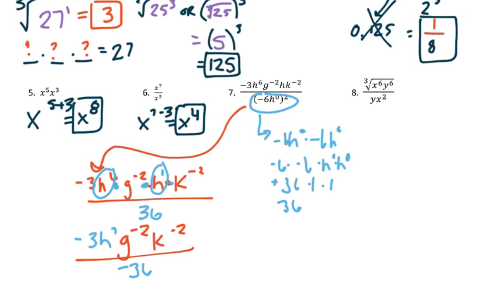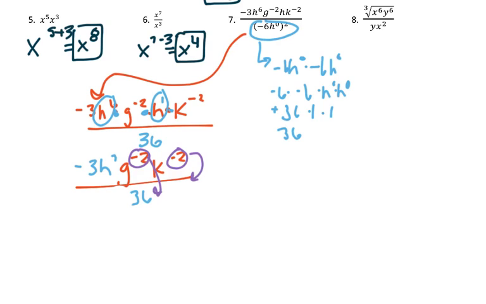And so how do we go ahead and simplify the fact that there are negative 2's up here? That means that we are going to bring these two things down to the denominator, because a negative exponent means bring it to the denominator. Which means that in the numerator we'll still have negative 3h to the 7, but in the denominator we'll have 36, and then we've brought down the g squared and the k squared, which are now positive because they're in the denominator. We've moved them.